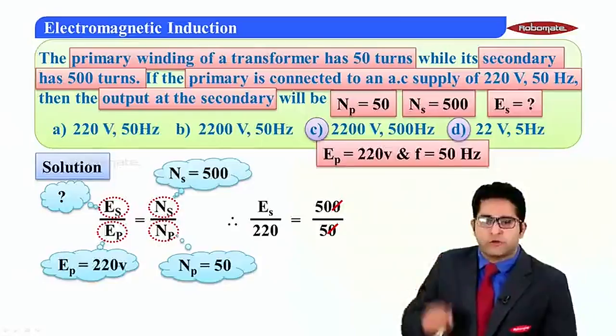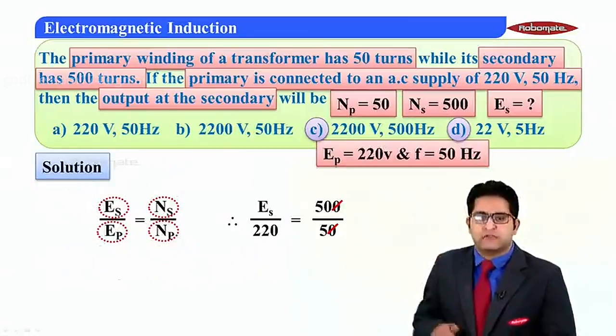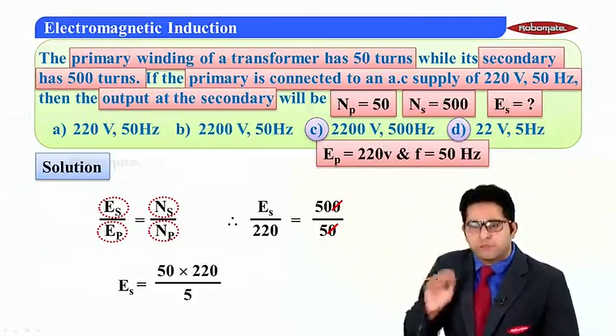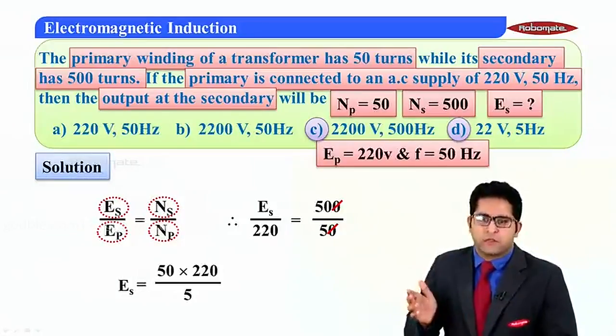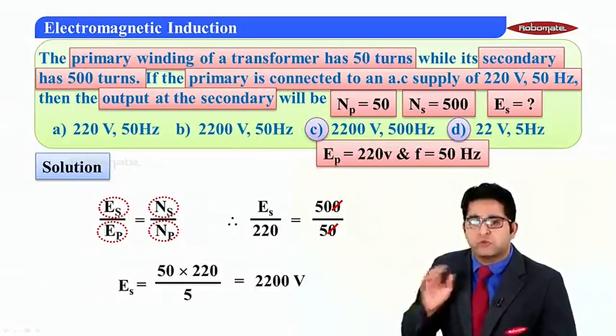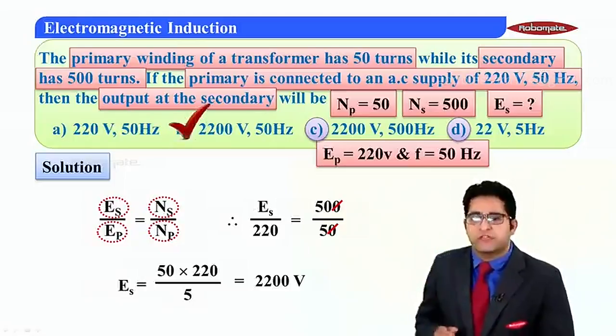So let us transfer 220 to the right hand side. What we'll get is ES equal to 50 multiplied by 220 upon 5, and on calculating you'll get the final answer as 2200 volts. So which option? Option B is the correct answer.